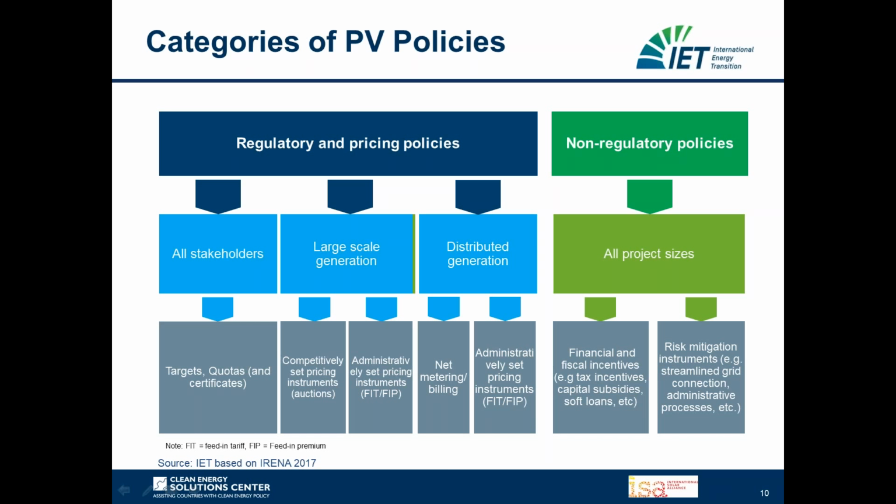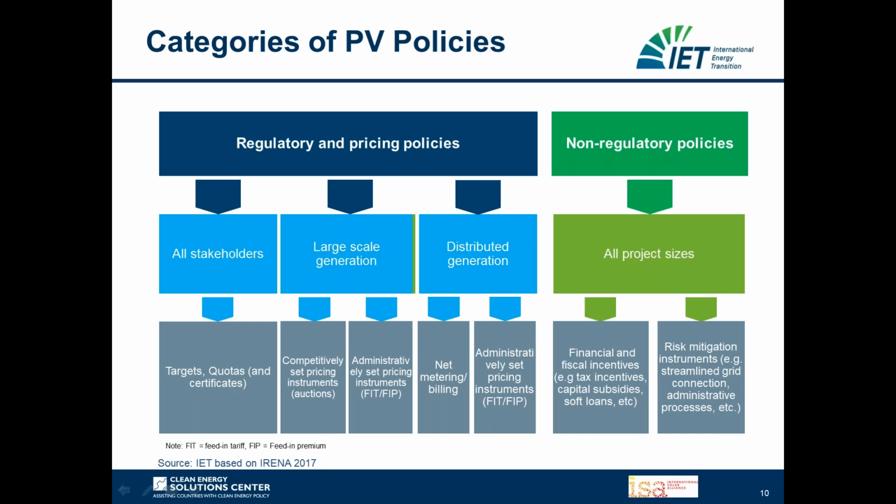And then moving to the non-regulatory policies, you can see that we are talking here about fiscal incentives, tax incentives, capital subsidies, soft loans, but also about additional risk mitigation instruments. And a lot of research has actually moved to this part of the equation, because it has become clear that not really the selection of the primary support mechanism, be it feed-in tariffs or auctions, is really the decisive parameter in order to reduce the cost for renewable energy technologies.